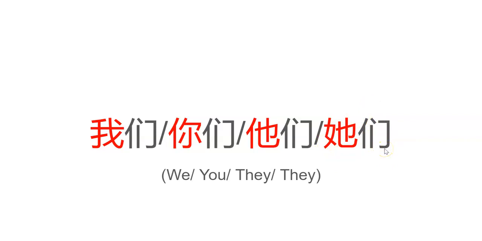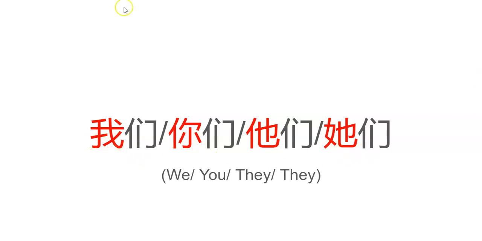So now I want you to refresh your memory and let's do it again. So how to say I in Mandarin? 我. Perfect. And how to say you in Mandarin? 你. And how to say he in Mandarin? 他. And how to say she in Mandarin? 她.